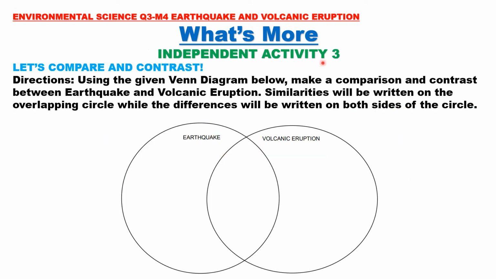Independent activity 3, let's compare and contrast. Using the given Venn diagram below, make a comparison and contrast between earthquake and volcanic eruption. Similarities will be written on the overlapping circle here, while the differences will be written on both sides of the circle. So here and here.